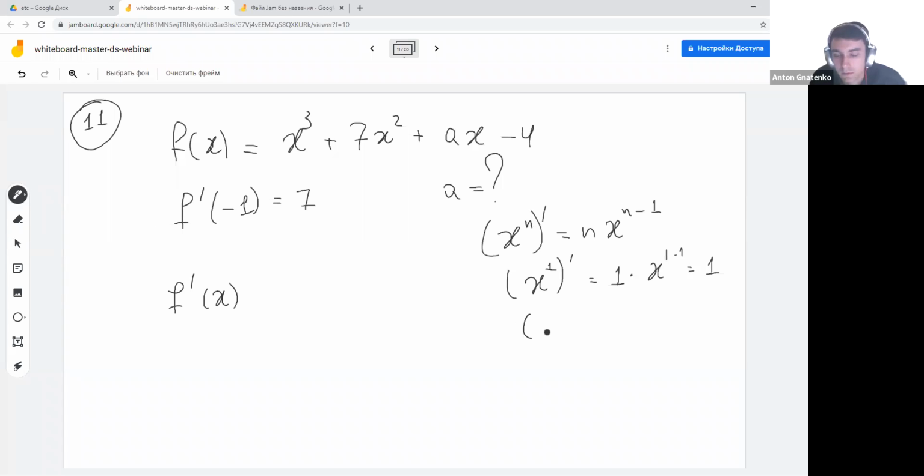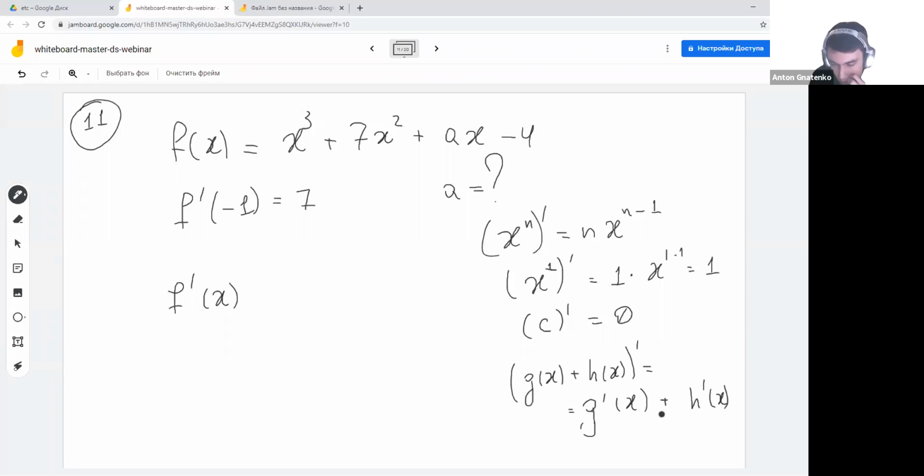And for any constant c, its derivative is 0. Furthermore, if I have the sum of two functions and I want to compute their derivative, then I can use linearity and just compute the derivatives separately and then add them to each other. So here I can use it.